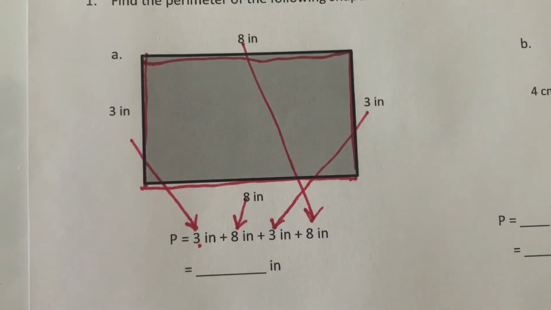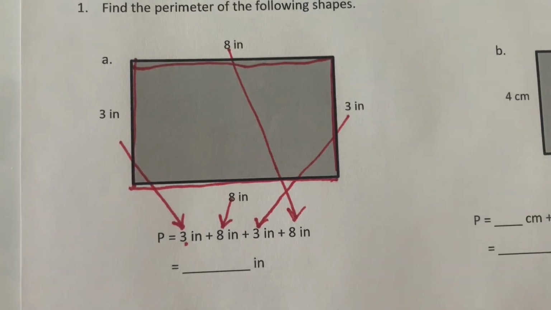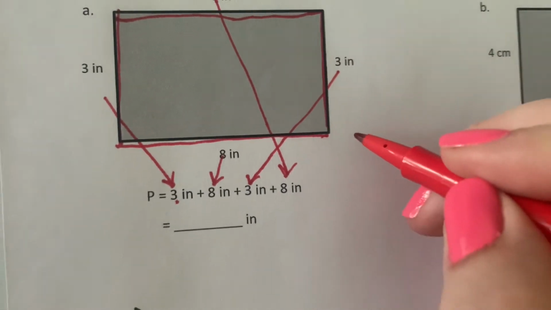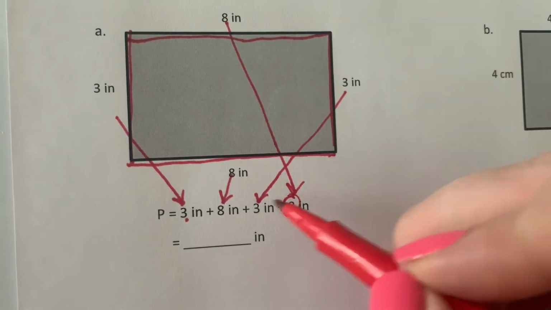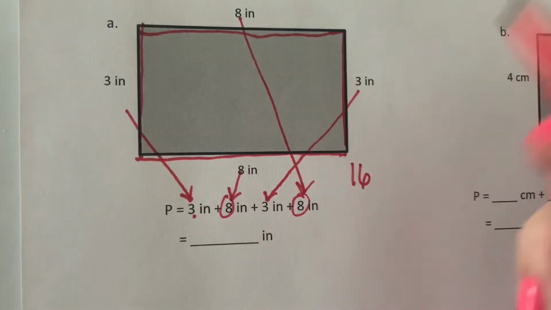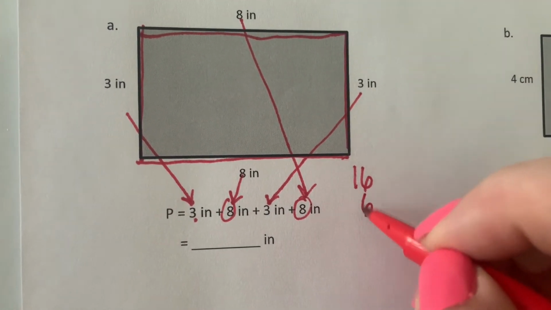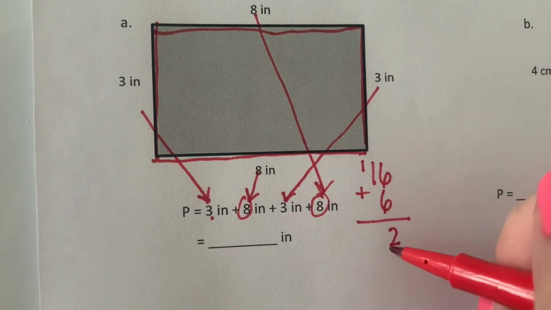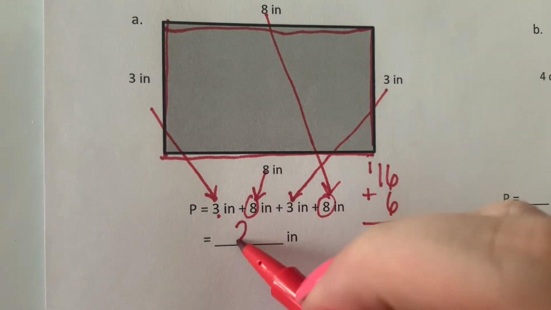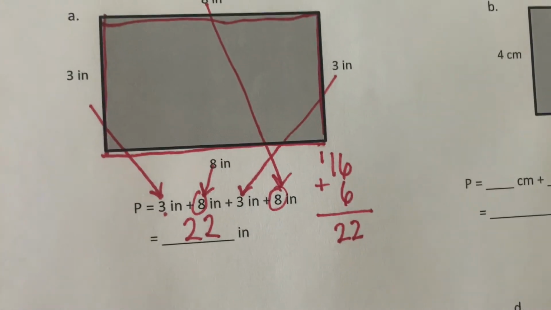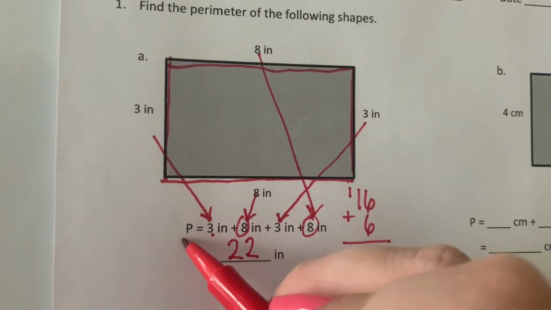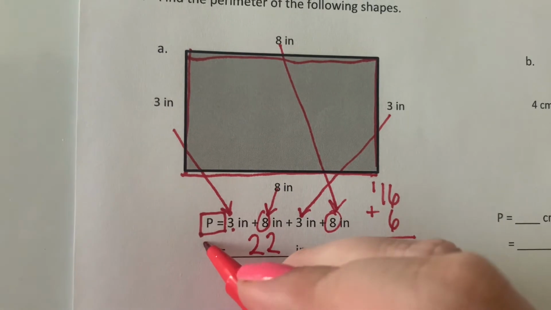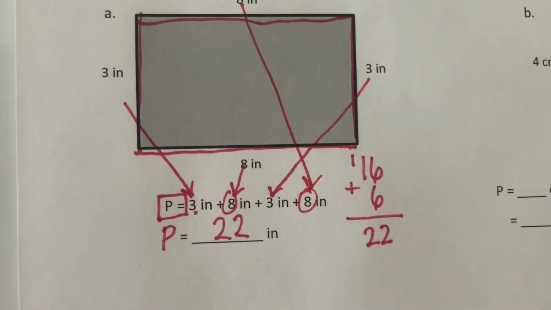So now our job is to figure out the perimeter. Remember, we don't do square inches for perimeter, that's for area. So 8 plus 8, I have my two 8s here, that's 16. 3 plus 3 is 6, so 16 plus 6. 6 plus 6 is 12, carry that 1, 22 inches is our perimeter, okay? So we have our P here, that's our variable, that stands for perimeter. Make sure you carry that on down.